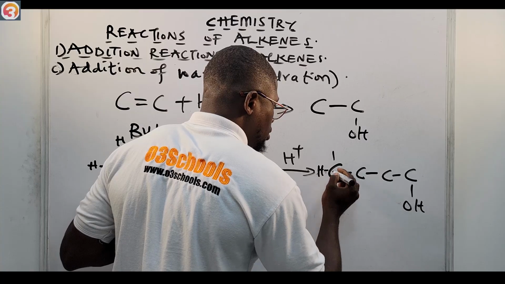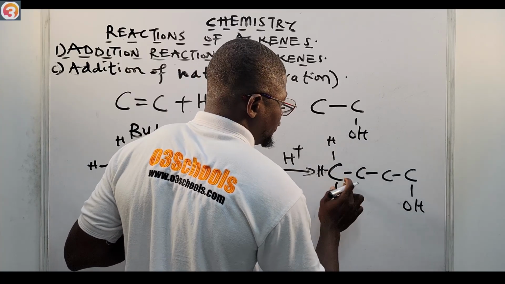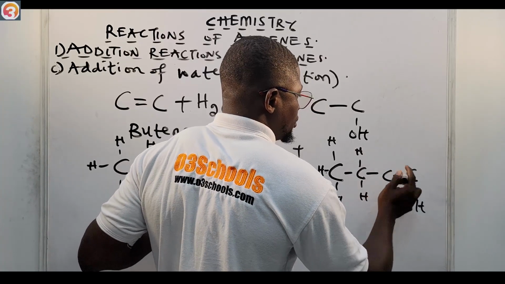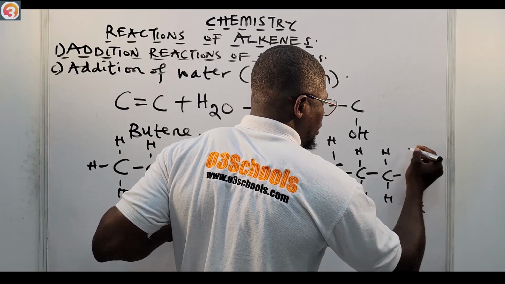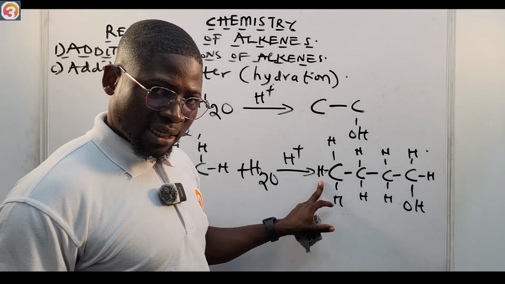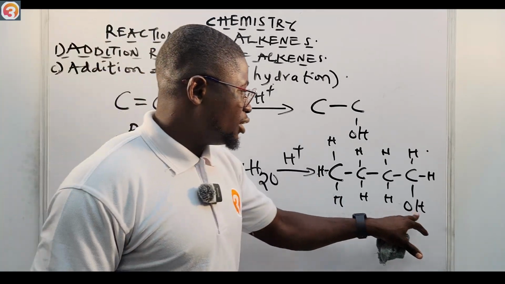H, H. 1, 2, 3, 4. Complete. 1, 2, 3, 4. Okay, so what's the name of this compound? Of course, this is butane. It has 4 carbon atoms, and the hydroxyl group.